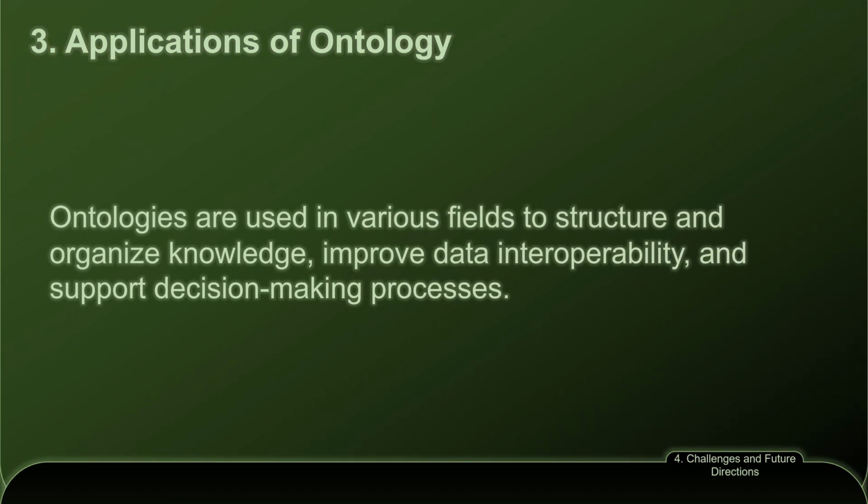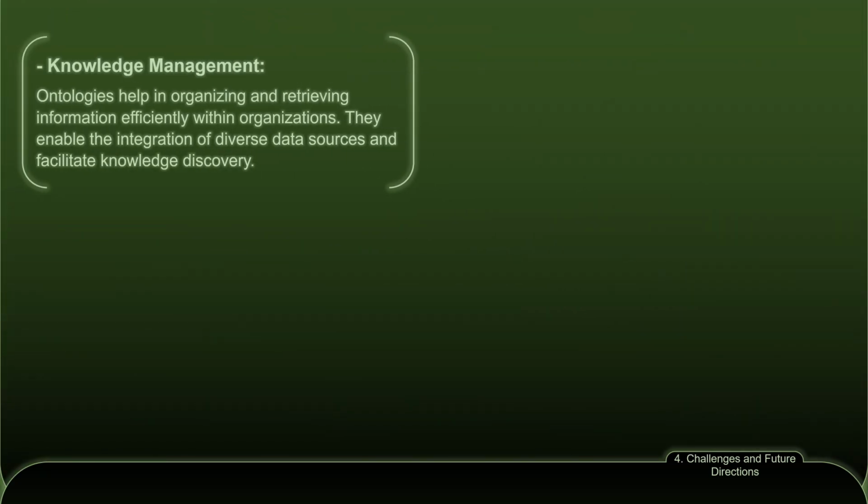3. Applications of ontology. Ontologies are used in various fields to structure and organize knowledge, improve data interoperability, and support decision-making processes. Knowledge management. Ontologies help in organizing and retrieving information efficiently within organizations. They enable the integration of diverse data sources and facilitate knowledge discovery.